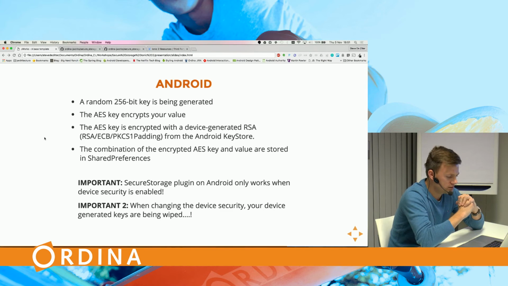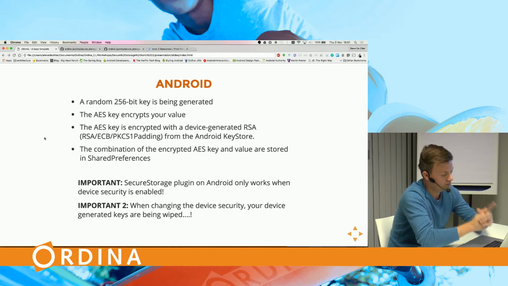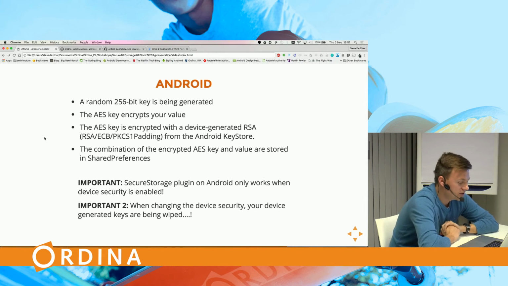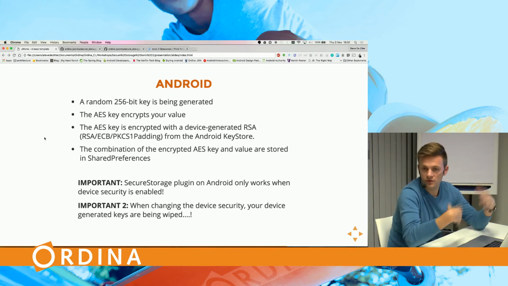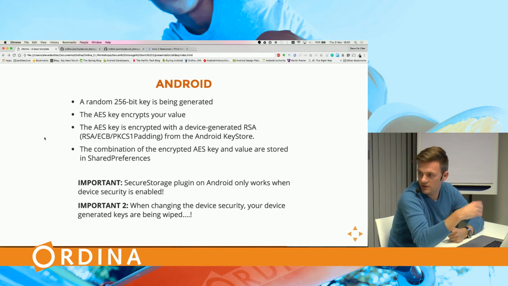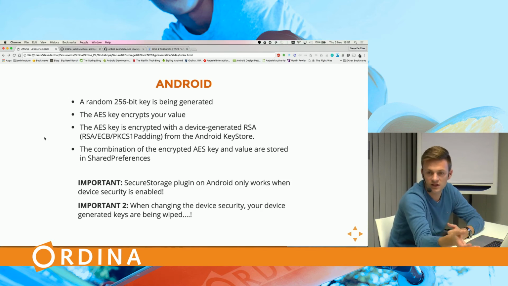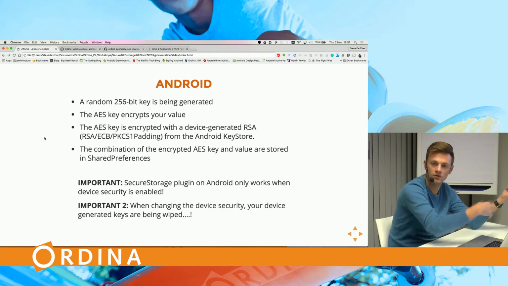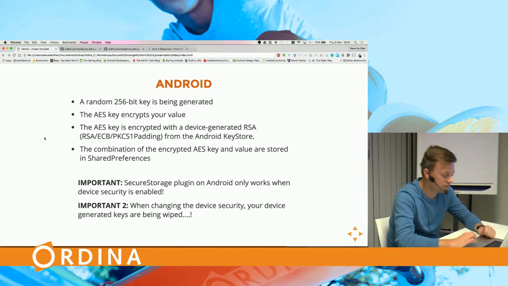That's correct, huh, as I say it? No, the combination of the encrypted AES key and the value are stored in shared preferences. So then you do the reverse operation again to decrypt everything. So you go and access the device generated key, you decrypt all your values you had before, then you have the AES key, then you decrypt your password string, and then you have your plain password back.